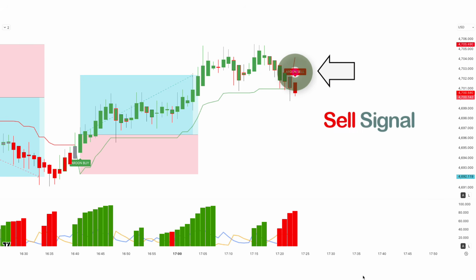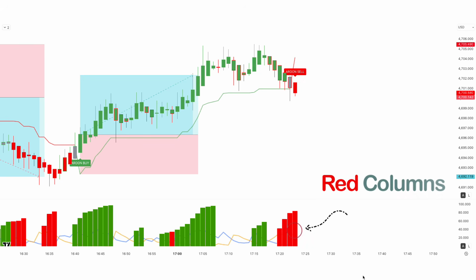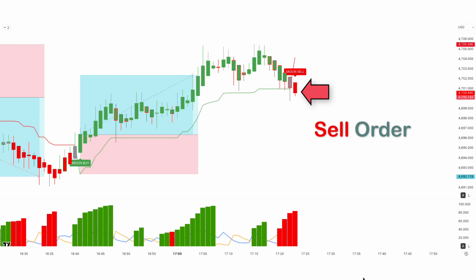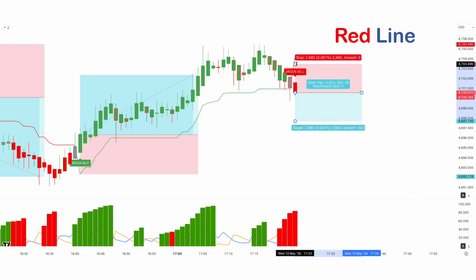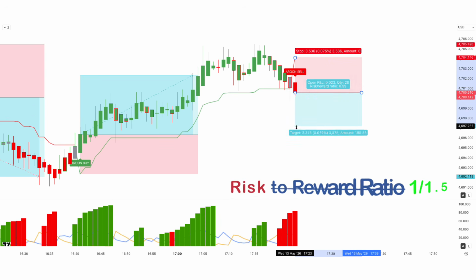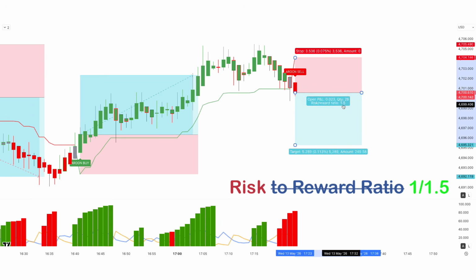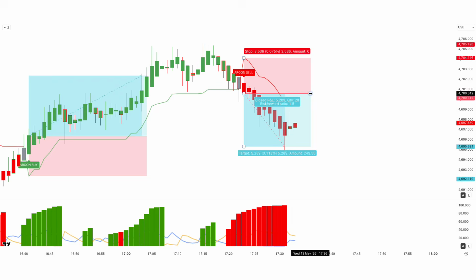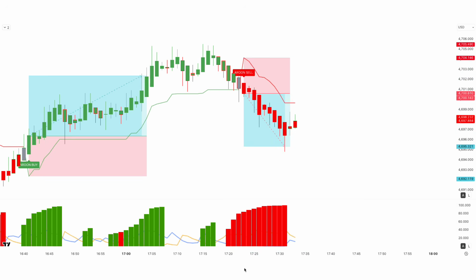Here the Super SDM label down of this indicator is a sell signal. Here the DI with colored indicator shows red columns. Here the market has made a bearish candle to give confirmation. So all our conditions are being fulfilled, so we are placing an order to sell. Our stop loss is to be placed at the red line. And the risk-to-reward ratio will be 1:1.5. Let's see what happens to our trade. We have won the trade. Let's find the next trade.